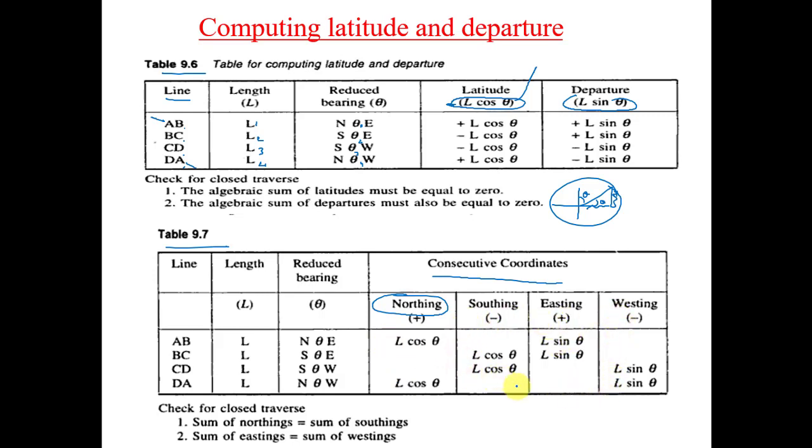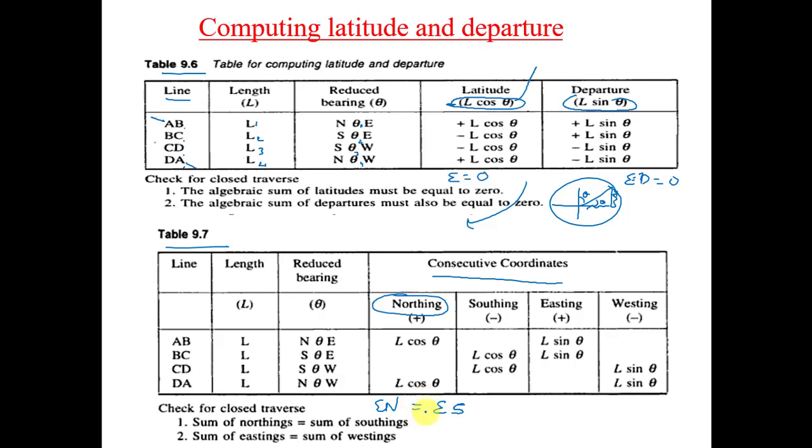So why do we use these two terms? Because we know that in closed traversing, if the summation of your latitude is 0 and the summation of your departure is 0, then the traverse is perfectly closed, meaning you have no error for your closed traverse. So this table is a representation like this: the summation of your northing must be equal to the summation of your southing.